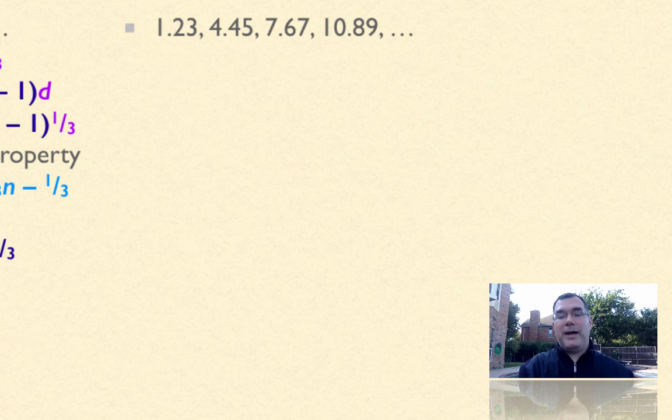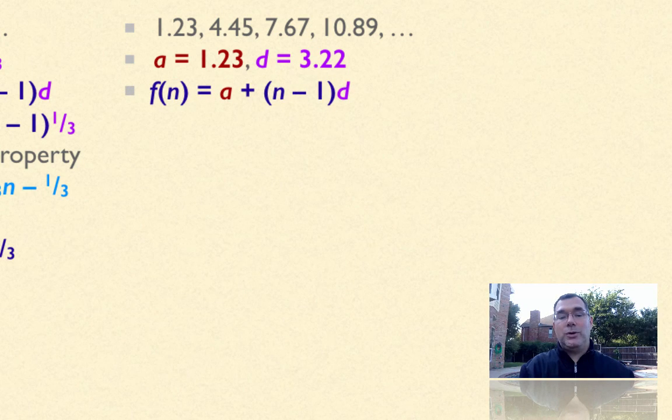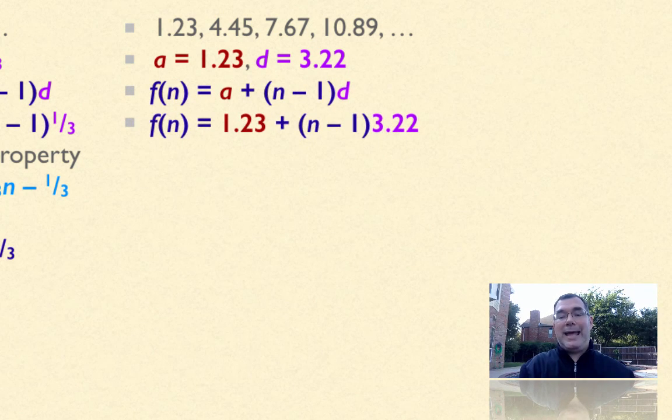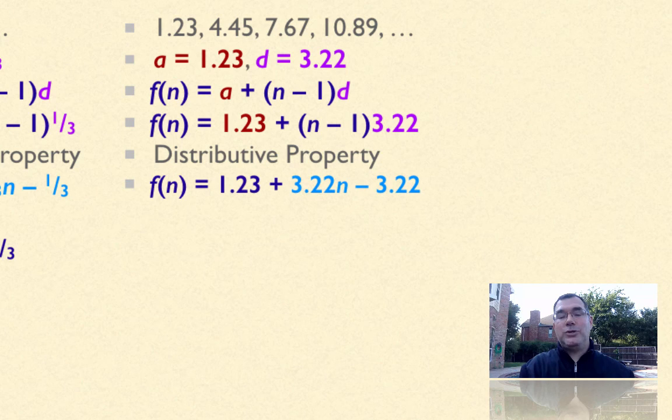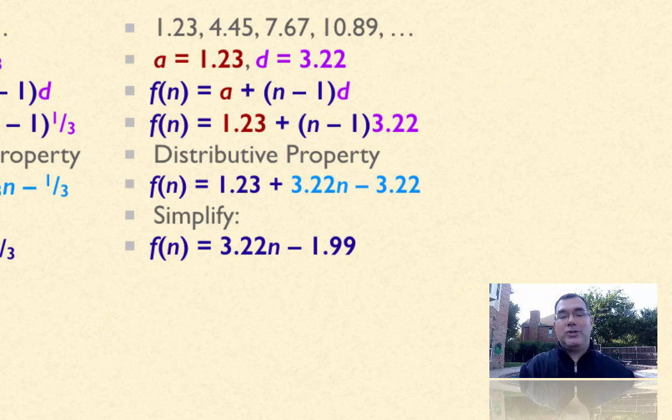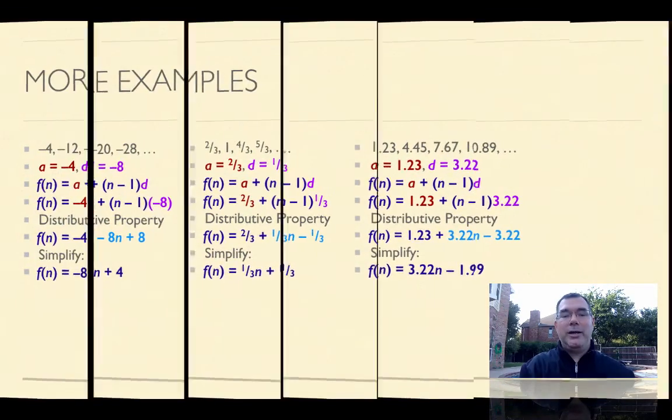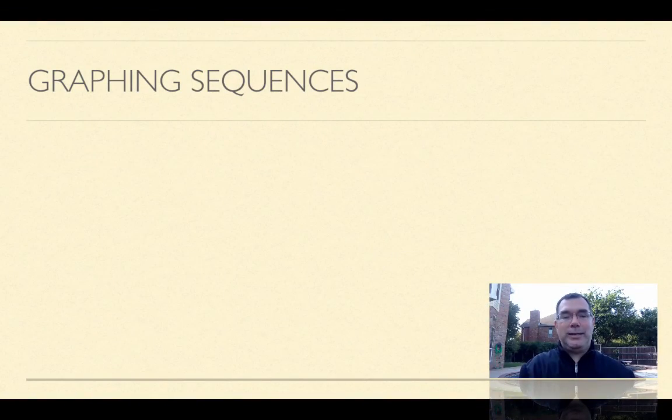1.23, 4.45, 6.67, 10.89, same thing. The first term is 1.23, the difference is 3.22. There's my formula. Plug in a as 1.23, plug in d as 3.22, distributive property with that 3.22 times n minus 1, and that's what I get. Simplify the 1.23 at the beginning and that -3.22 at the end, and I get that function right there. So you kind of see the pattern of where this is going. You do it enough times, it becomes really easy.